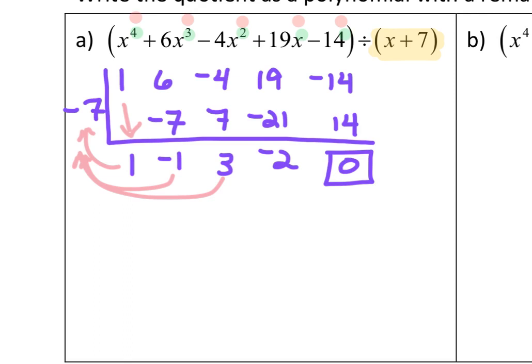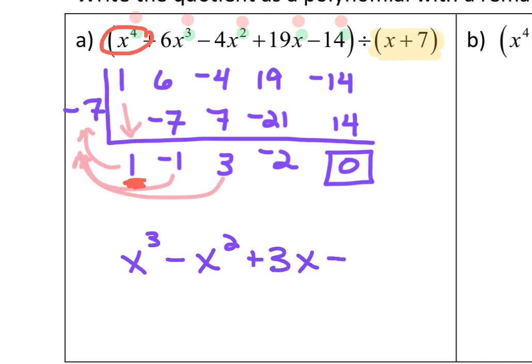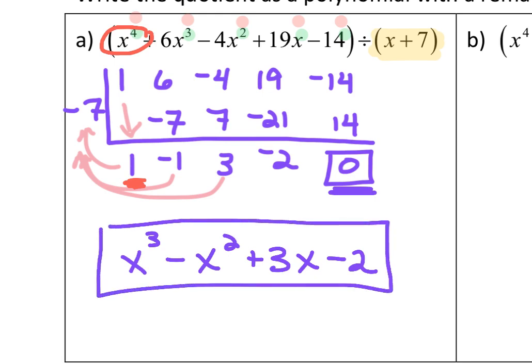And if the polynomial that's given to you to divide is 4th degree, then your answer is going to start with the 3rd degree. So when I write out my quotient for this, I'm going to have 1x to the 3rd minus 1x squared plus 3x and then minus 2. And there's no remainder here because it's 0, and so that's my answer just like that.